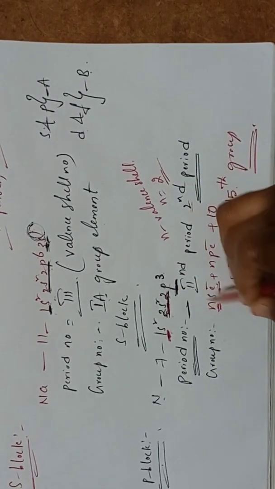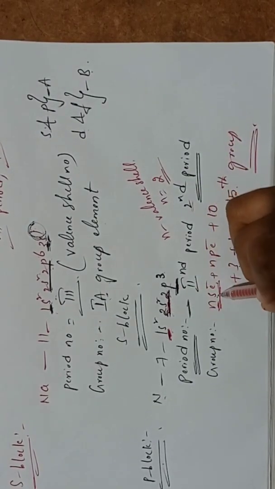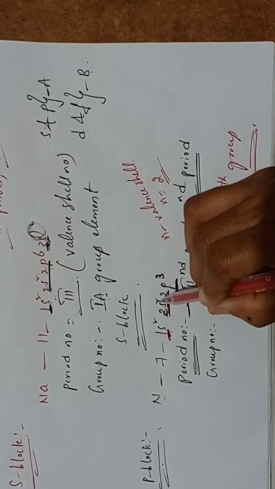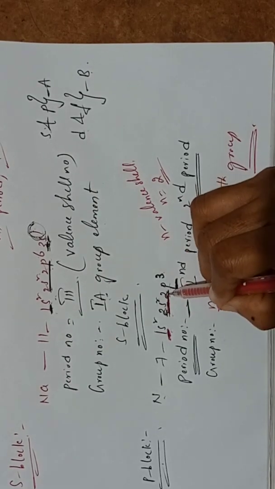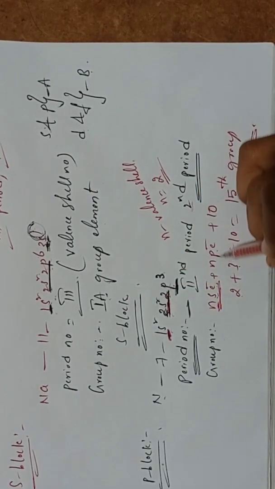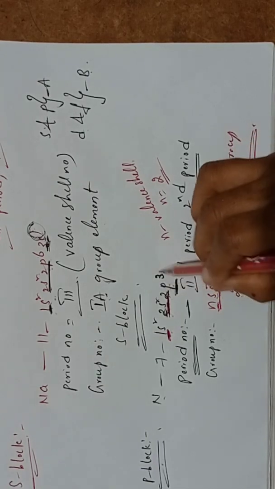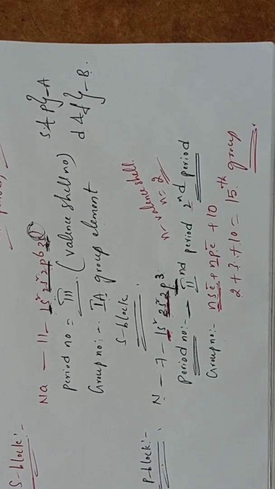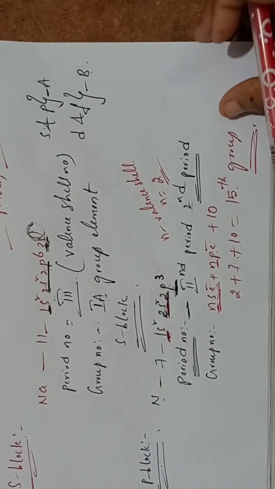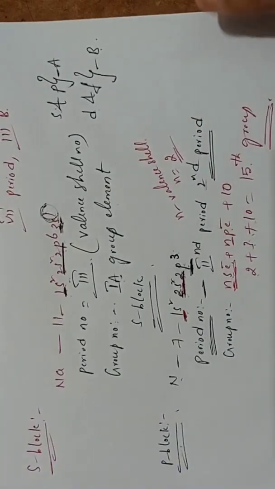So that's why in the second shell, s electrons: how many? 2. In the second shell, p electrons: how many? 3, and plus 10. Total how much? 15th group element. Clear this, students? It is a 15th group element.